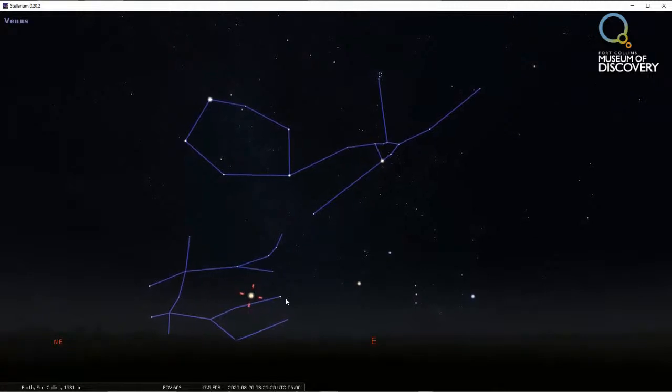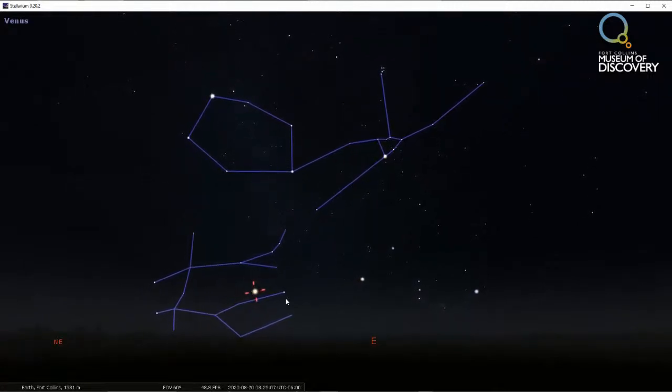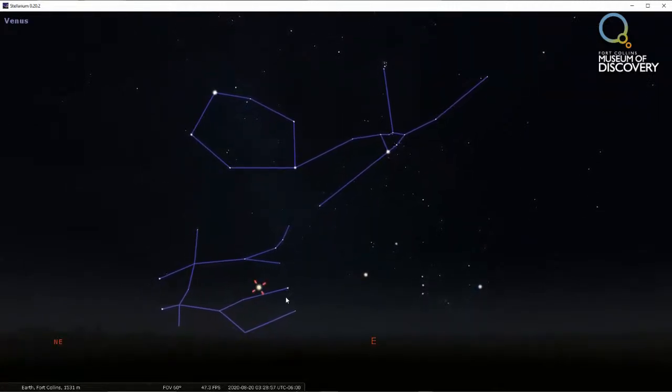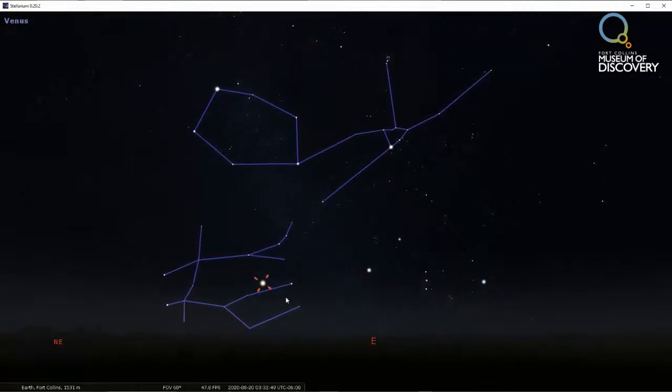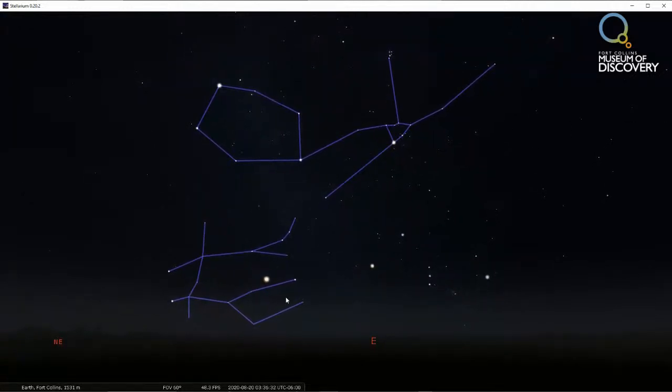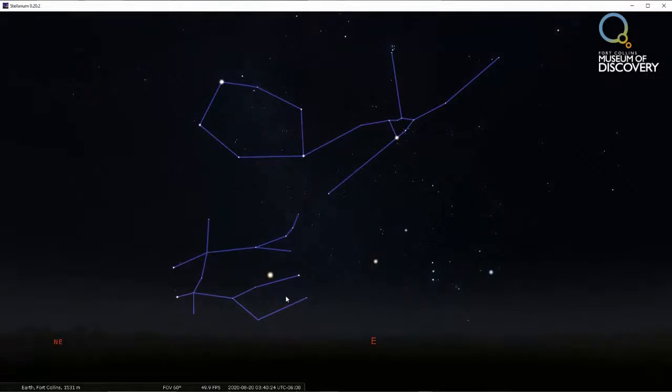And last week I did tell you that you could see Mercury in the early morning skies. However, it is now behind the sun. So unfortunately, we have lost our view of Mercury until it reappears in the evening skies.